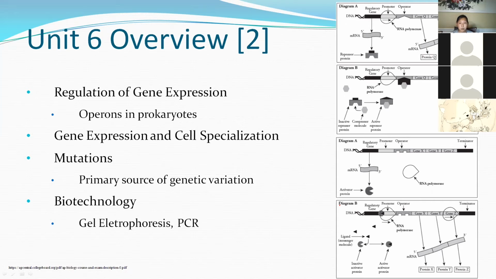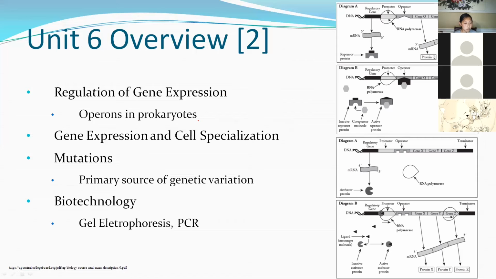So operons are in prokaryotes only, like bacteria. For example, people being able to digest lactose in milk is based on an operon. Then there is gene expression and cell specialization. Like I said, being able to have specific gene expression and not express all of our DNA allows our cells to be specialized in what they do.